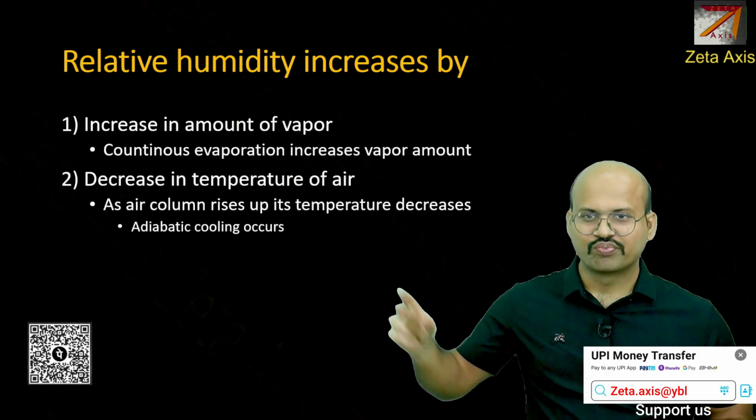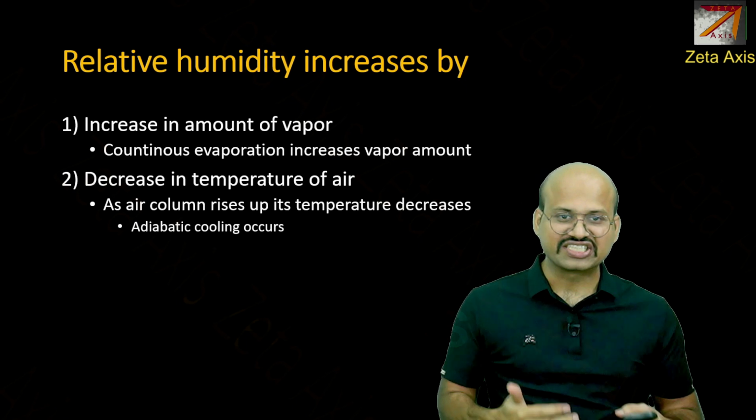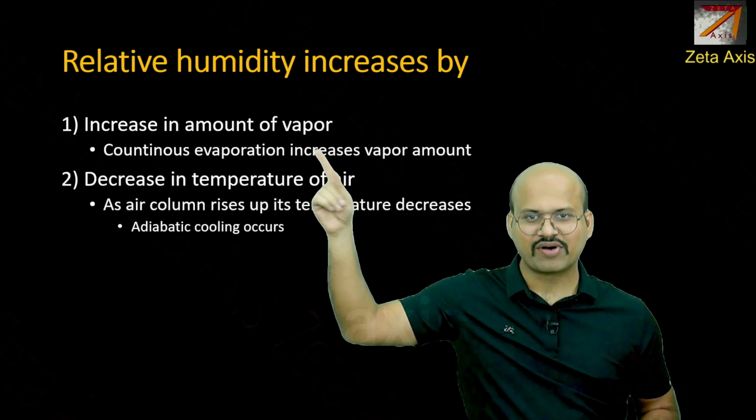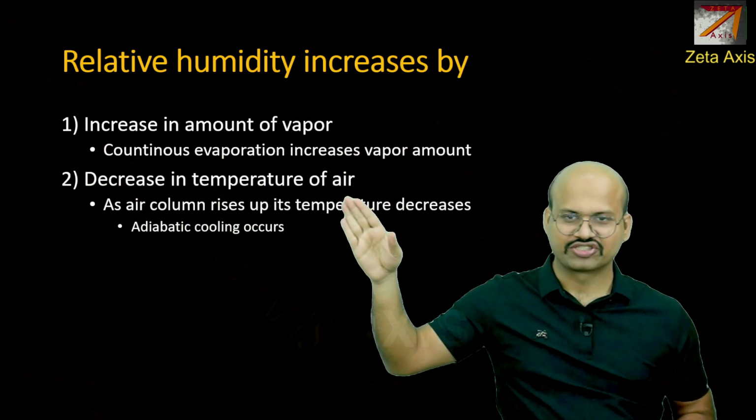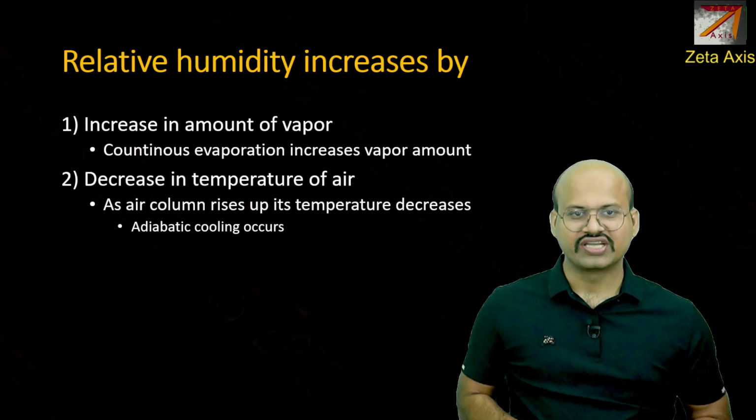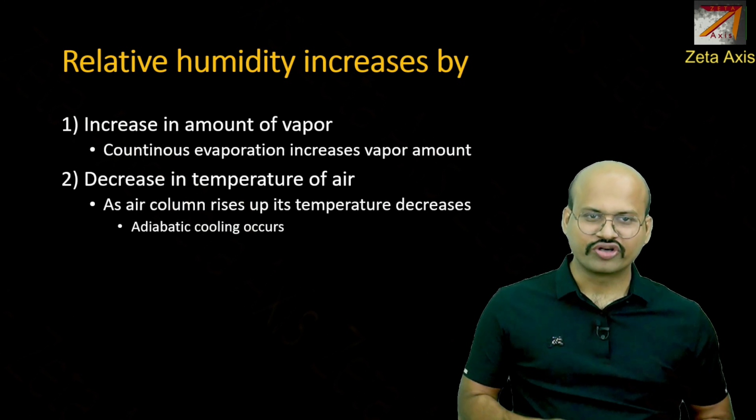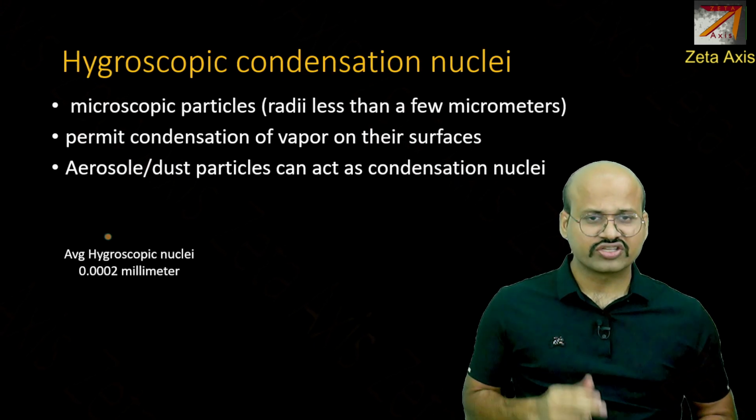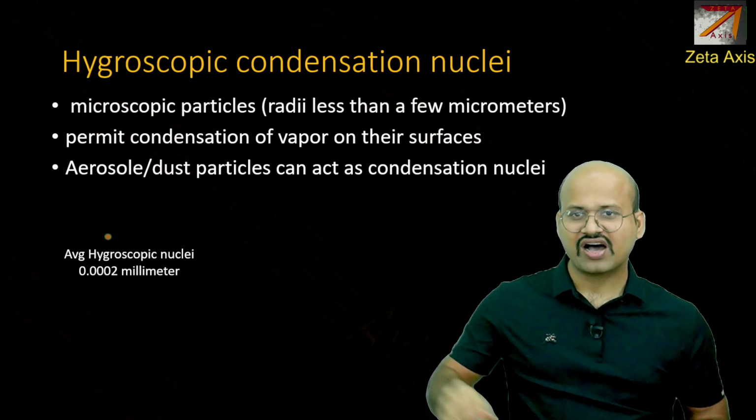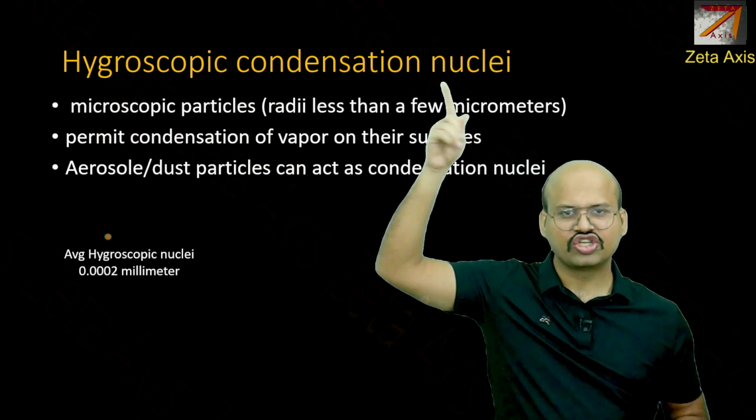Here we can see both the mechanisms by which the condensation can occur. It is either an increase in the amount of vapor or a decrease in the temperature of air. Both of these things could lead to condensation of the moisture in the air. Now the second thing was that there should be a hygroscopic condensation nuclei.